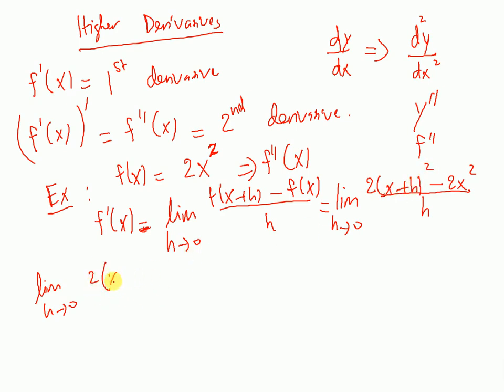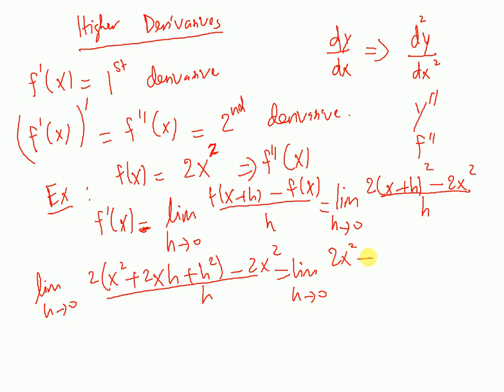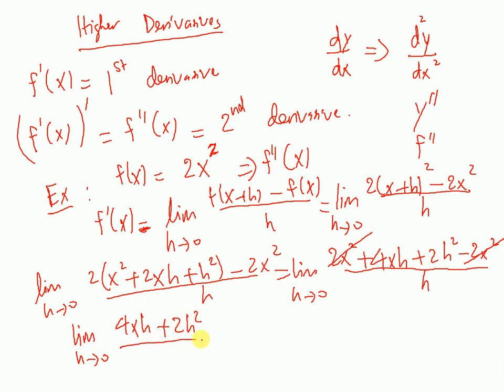So x squared plus 2 times xh plus h squared, minus 2x squared, over h. And again, try to simplify this. Multiply the 2 inside: 2x squared plus 4xh plus 2h squared minus 2x squared over h. Now 2x squared minus 2x squared is gone, right? Cancel it out, and we have what? 4xh plus 2h squared over h, and this is the limit when h goes to 0.